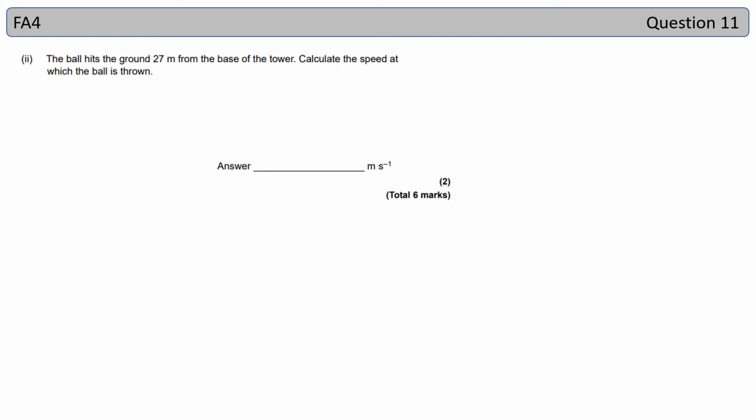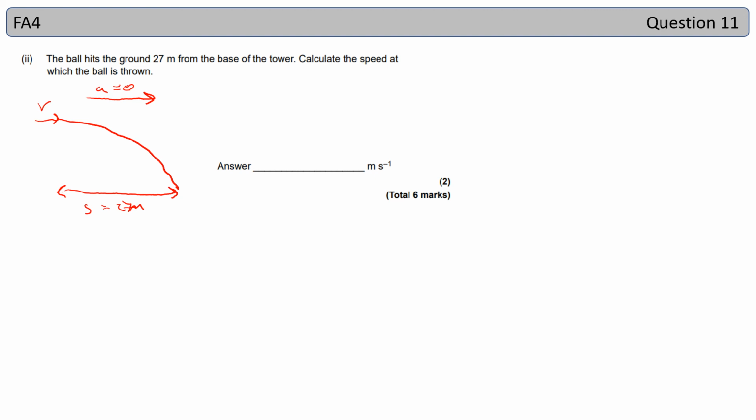Then the next part says the ball hits the ground 27 meters from the base of the tower. Calculate the speed at which the ball is thrown. So we've thrown our ball with a velocity v. It's fallen in a parabolic trajectory like this. It's travelled a distance of 27 meters. But the key thing here is in the horizontal plane, acceleration is equal to 0 if we're neglecting air resistance.